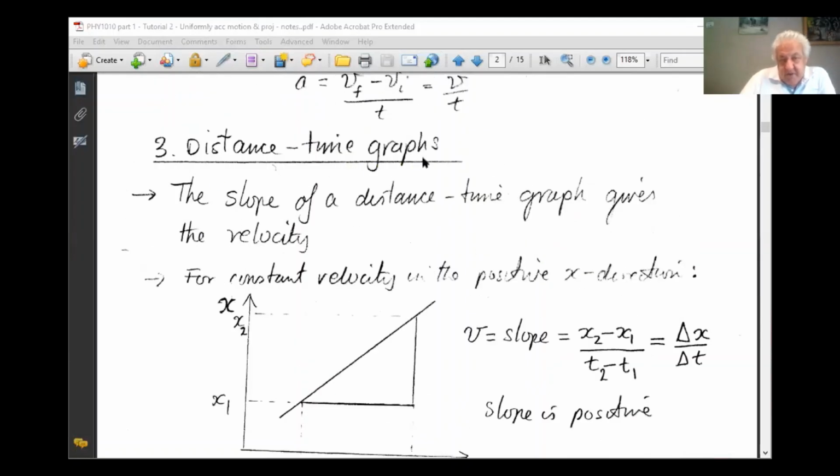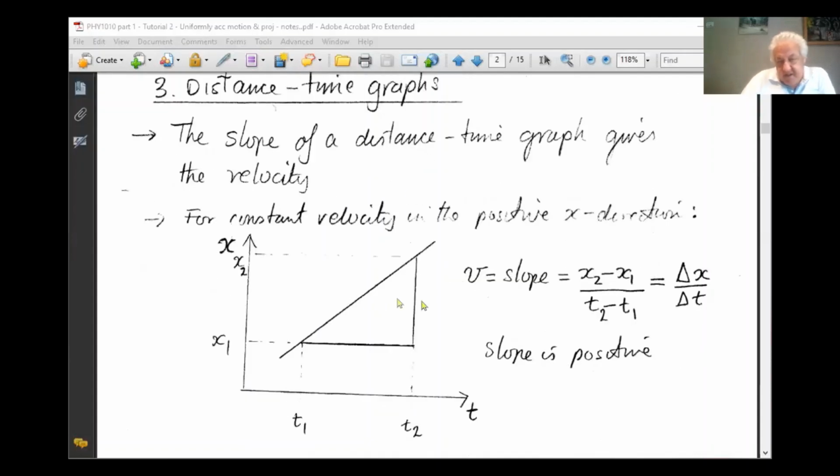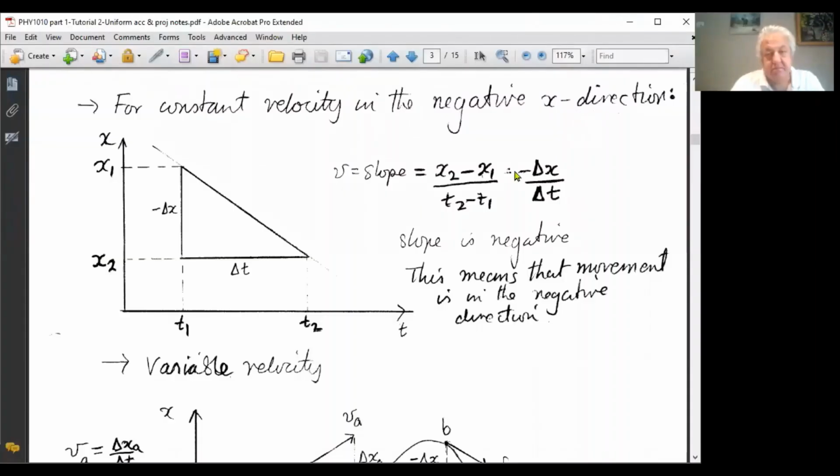Let's look at distance time graphs. The slope of a distance time graph gives the velocity. So if we look at this diagram, this gives you the distance moved in this interval of time. So if you look at the slope, it's x2 minus x1 divided by t2 minus t1. It's distance over time. And so clearly the slope then gives us the velocity. The slope here is positive.